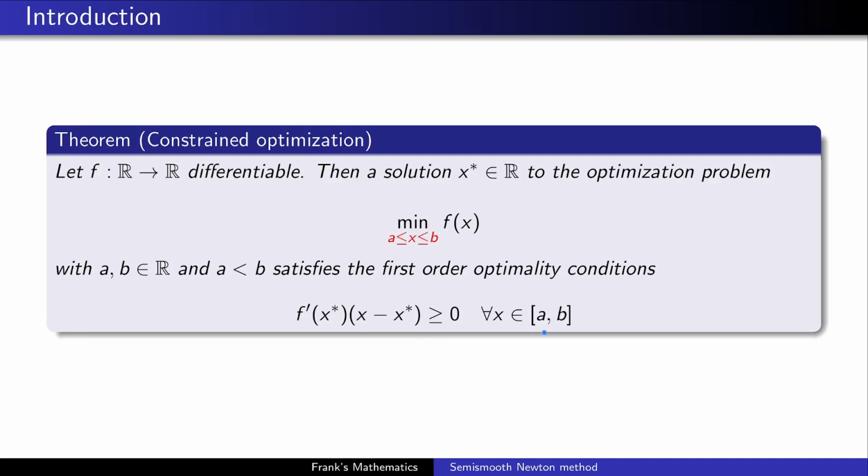If you're a little bit more advanced, you will notice that this looks like a directional derivative, and in fact that's all it is. f prime x star multiplied by x minus x star is the directional derivative in the direction x minus x star, and this must hold true for all so-called feasible directions, so the points inside the interval a and b. However, we will now just prove this. This is a very easy result to prove.